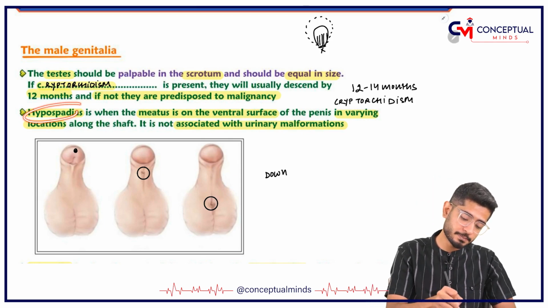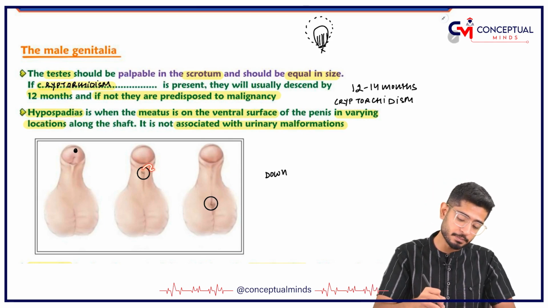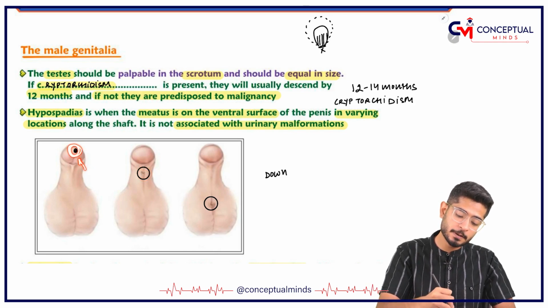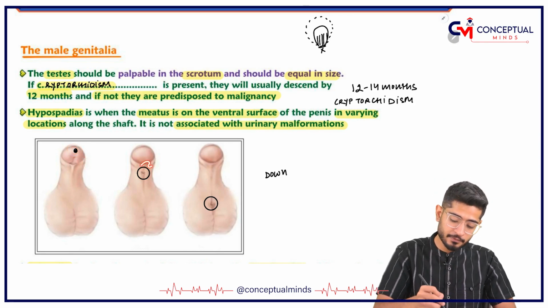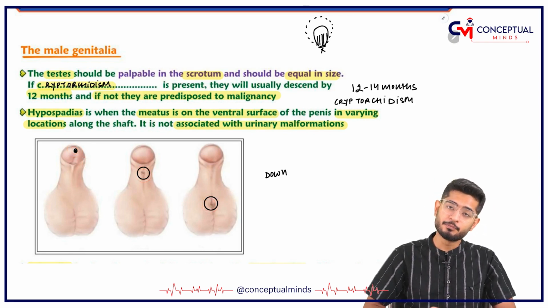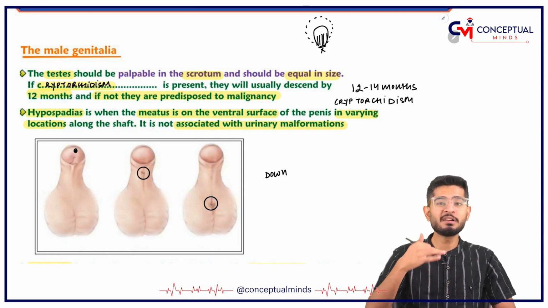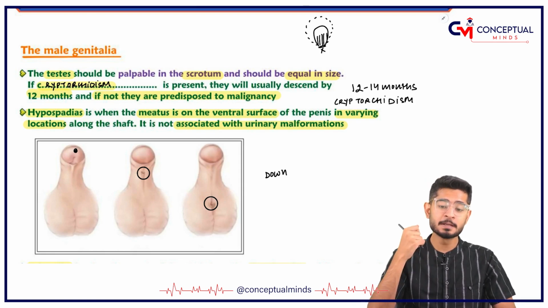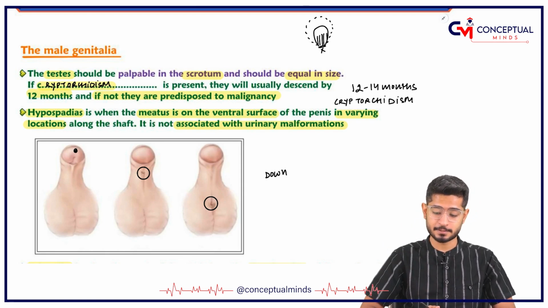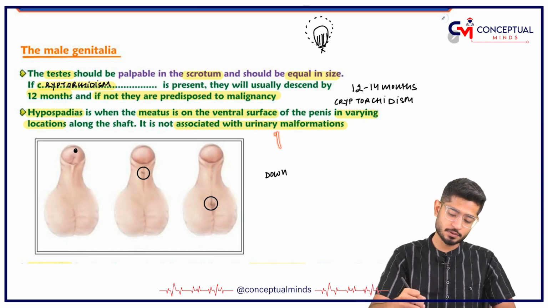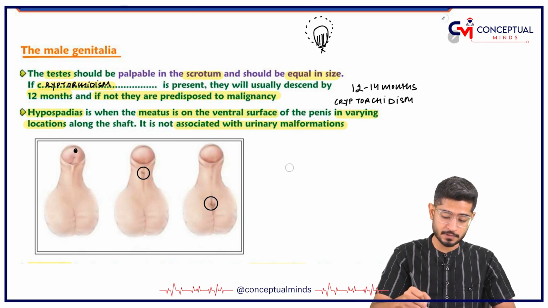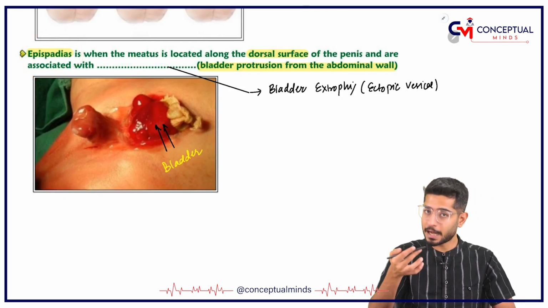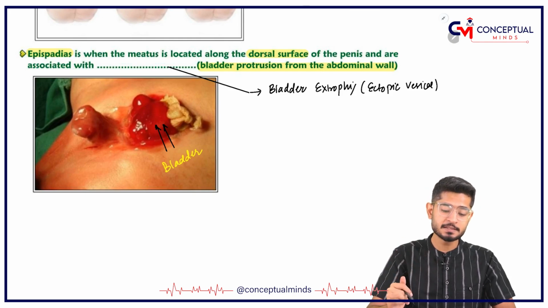Coming on to hypospadias. What is hypo? Hypo means below. So hypospadias means, normally this is the location for the urinary meatus, but if it is below, on the ventral aspect of the penile shaft, or the penis, this is called hypospadias. And of course this is associated with urinary malformations. What is epispadias then? Epispadias means it is above. Hypo means below, epi means above.